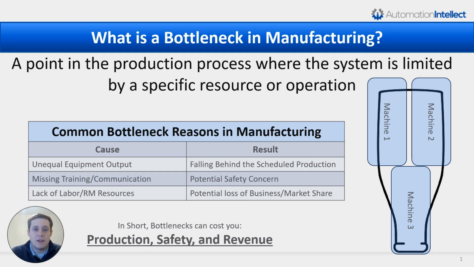So what is a bottleneck? A bottleneck is a point in the production process that cannot keep up or is causing a hindrance to the production operation. In the graphic on the right, you can see that machine 1 and machine 2 both feed into machine 3. If machine 3 cannot keep up with the production of both machine 1 and machine 2, it is the potential for a bottleneck and could be causing a hindrance to the manufacturing operation.